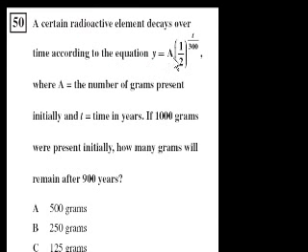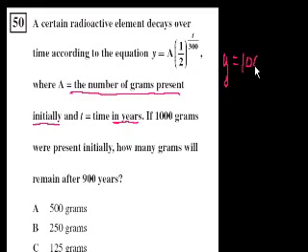y is equal to A times 1/2 to the t divided by 300 power, where A equals the number of grams present initially, and t equals time in years. If 1,000 grams were present initially, how many grams will remain after 900 years? So we get y is equal to 1,000 grams were present initially, so that's A. So 1,000 times 1/2 to the, and they say, what's time? How many grams will remain after 900 years? t is time in years.